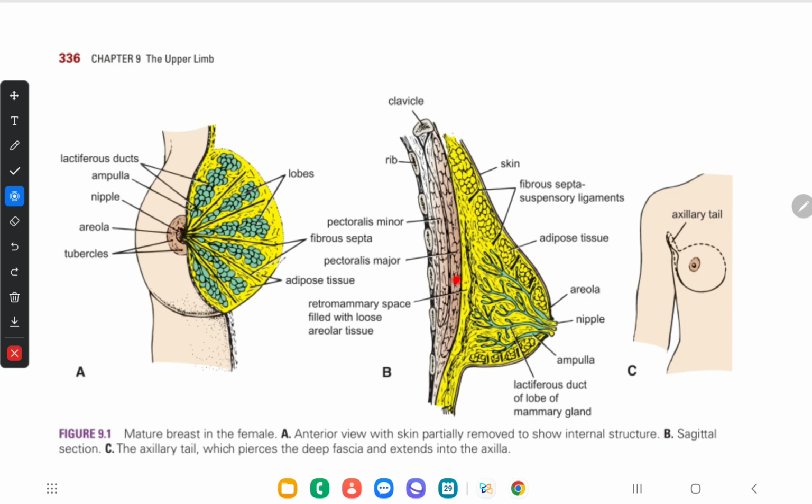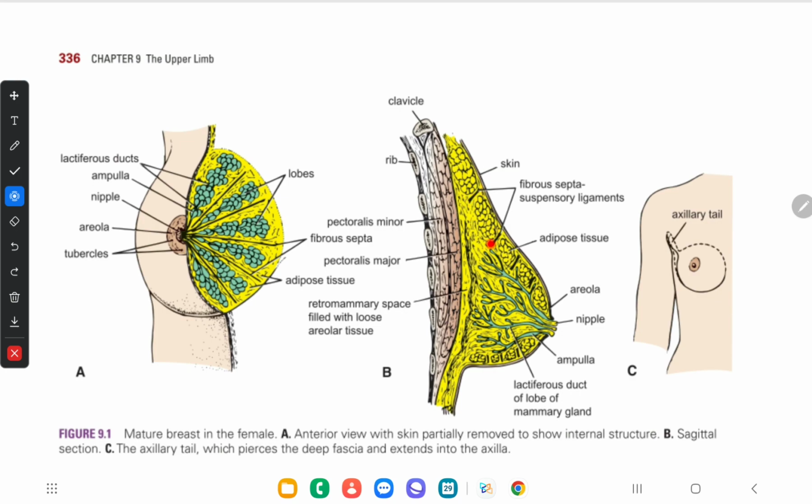Here in this diagram you can see there is a space. We call this space the retromammary space. This retromammary space is filled with loose areolar tissue.